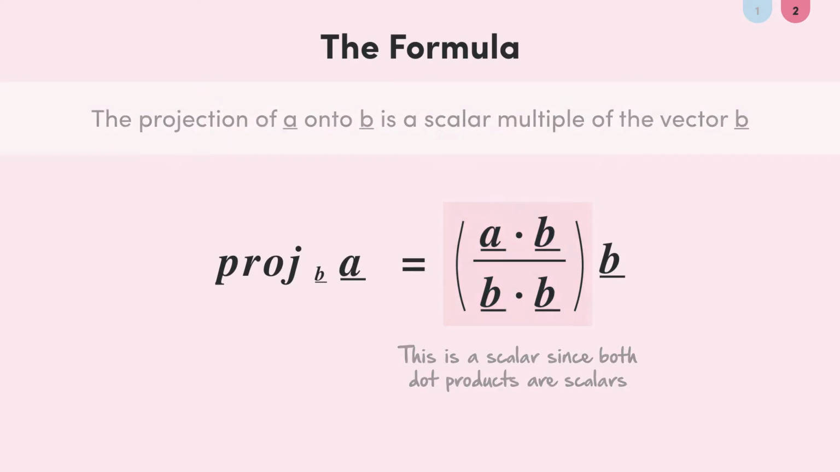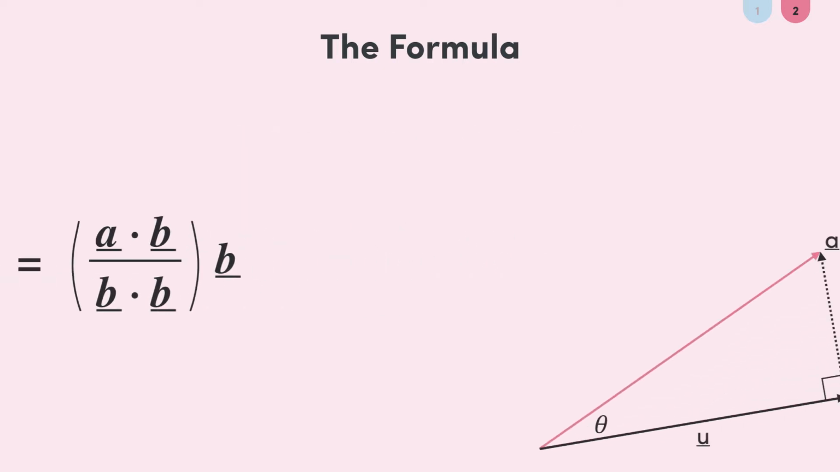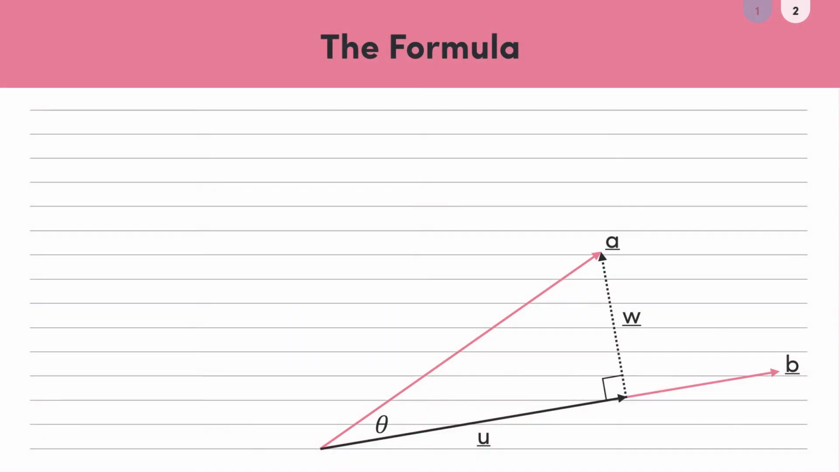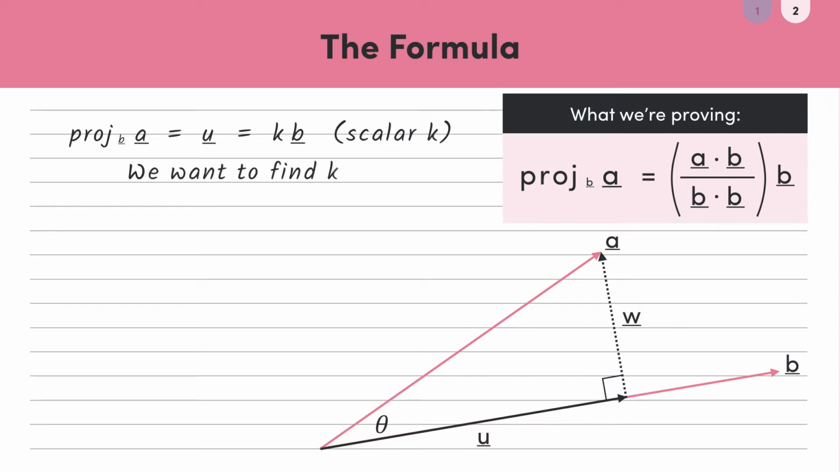Let's see exactly where this comes from with a nice clean proof. It'll involve some knowledge of parallel and perpendicular vectors, so make sure you're sweet with those. Let's pull up our diagram from before and remember that we've denoted the projection of a onto b with the vector u. We know that u will just be some scalar multiple of b, so we'll denote it as kb, where k is just some scalar. We want to find k to fully describe our projection.